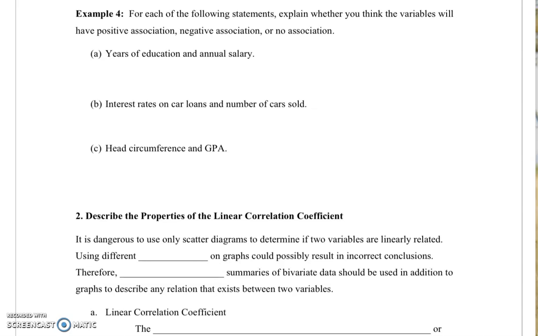Okay, for this next example, we are going to take each of the following statements and explain whether we think the variables will have positive association, negative association, or no association. The first one is years of education and annual salary. Generally speaking, I think we would all agree that this is positive. And that's because the longer you go to school, the more money you should make.